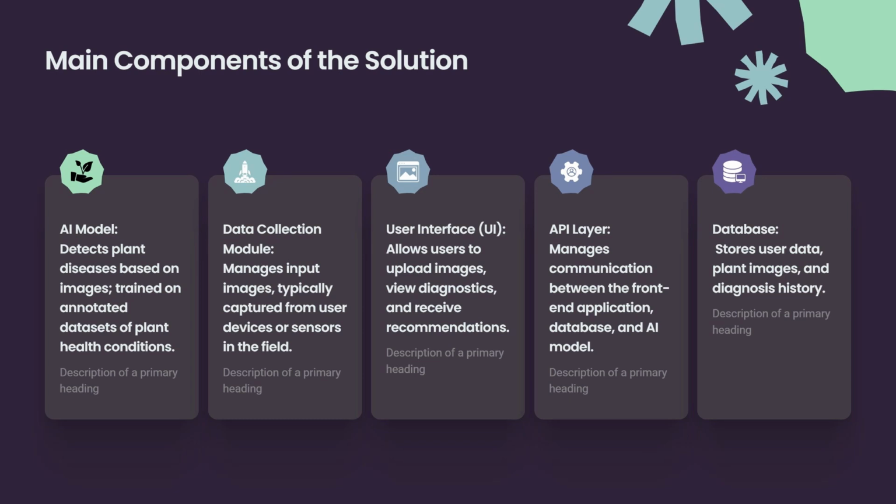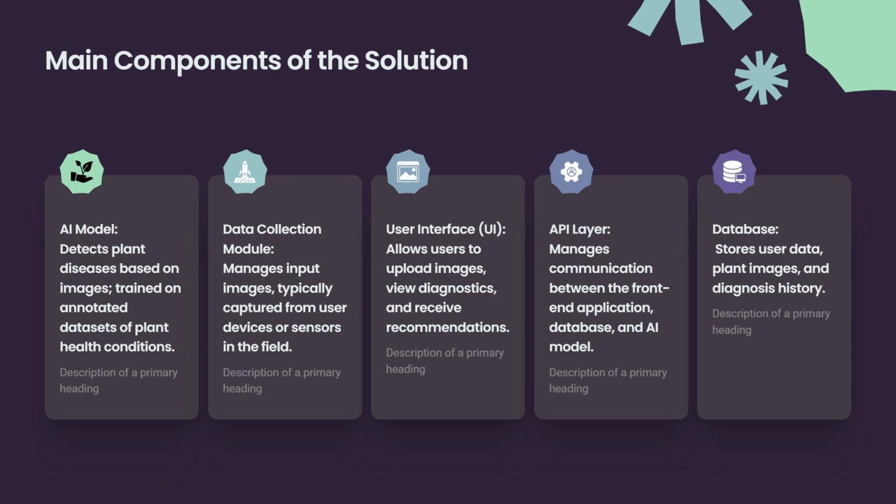Coming to the main components of the solution, there are five main components: the AI model, data collection module, user interface, API layer, and the database. Coming to the AI model, the AI model of this project is the CNN model. The CNN model receives the plant disease datasets from the Calvin and it produces the output diseases. And the data collection module manages and stores the input images which are from the user devices or the sensors placed in the fields.